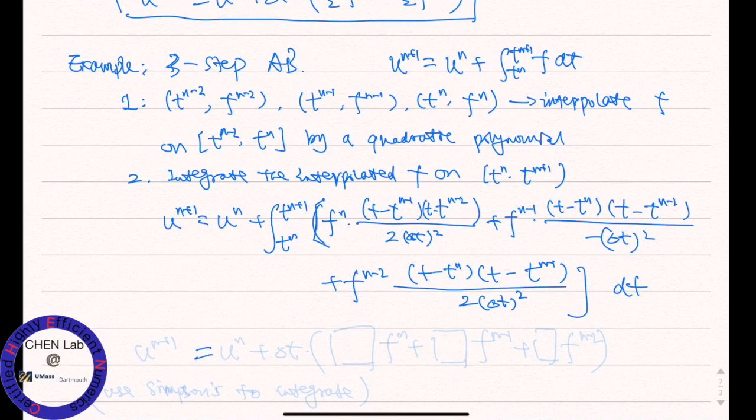Then after you do the integration, you will get u n plus 1 equals u n plus delta t times some number times Fn, plus another number times Fn minus 1, plus another number times Fn minus 2. Because the Fn, Fn minus 1, Fn minus 2 are constants and the rest is polynomial, once you integrate, they disappear.